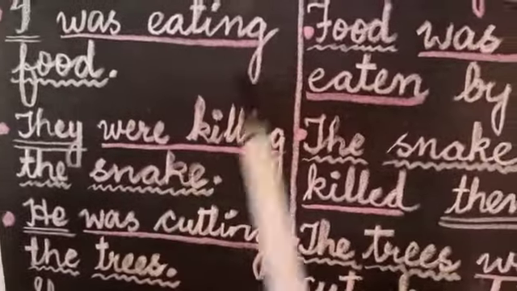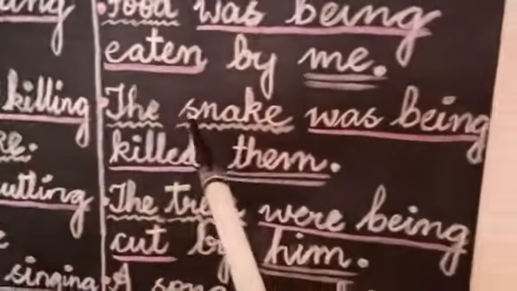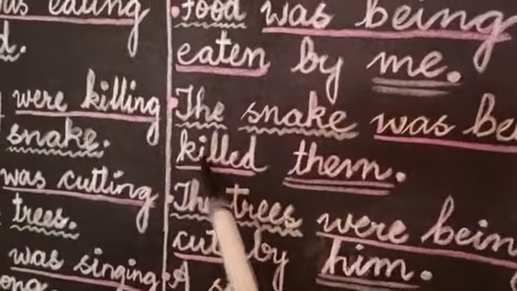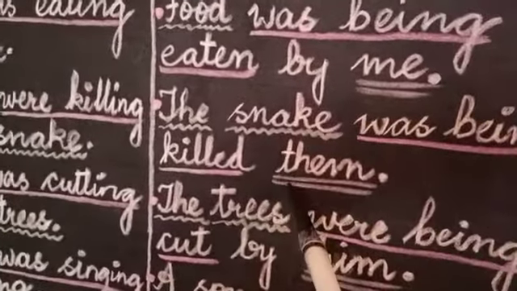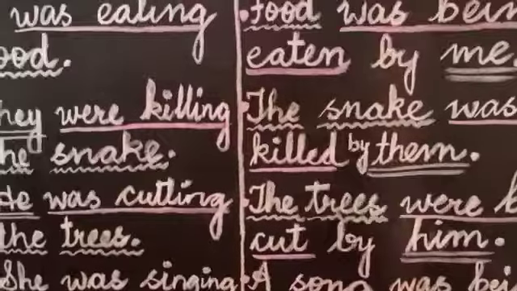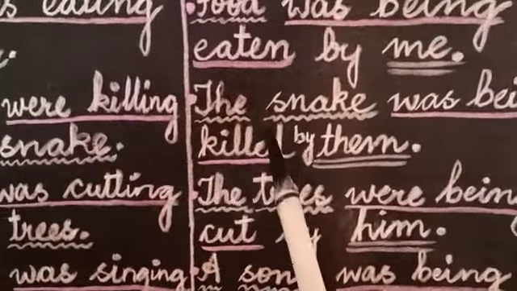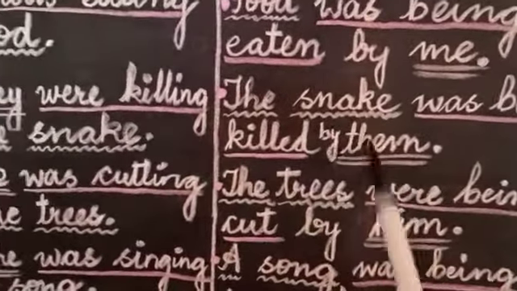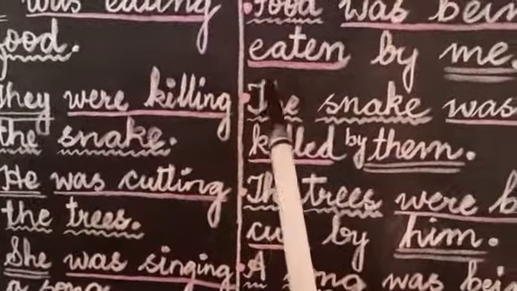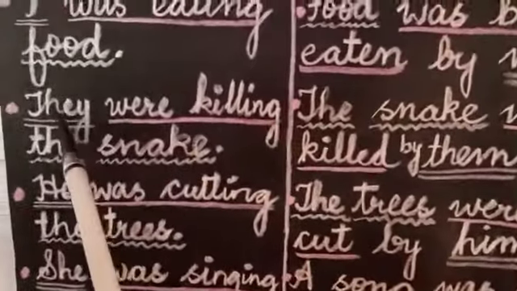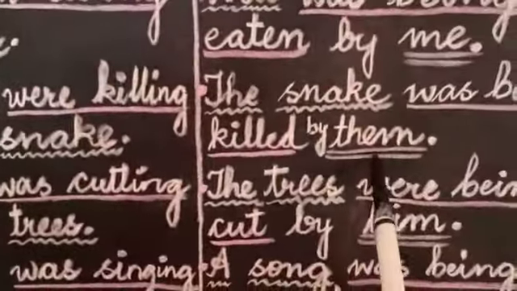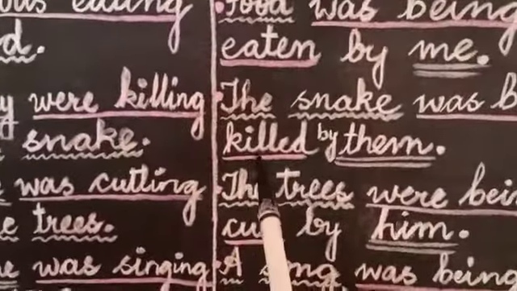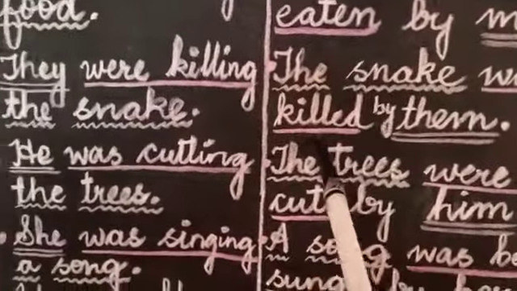Now this object will become the subject in passive voice. The snake was being killed, V3, killed by them. The snake was being killed by them. So my dear students, you see, this object becomes the subject in passive voice. This they changes its form in passive voice. This killing, the ing form, becomes the third form of the verb in passive voice.